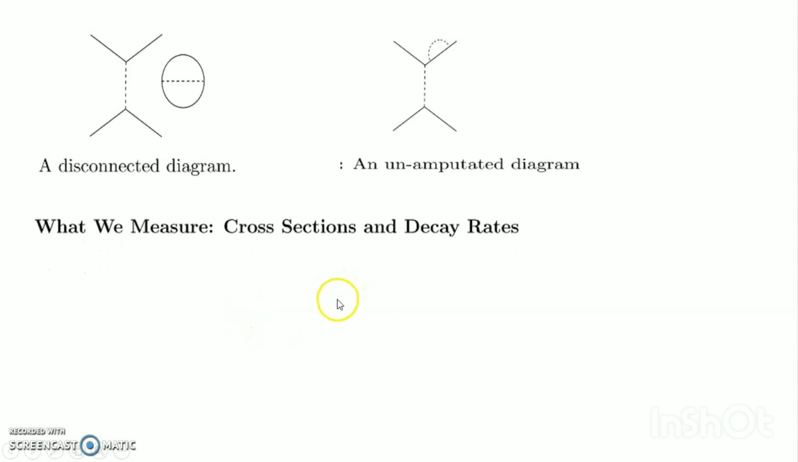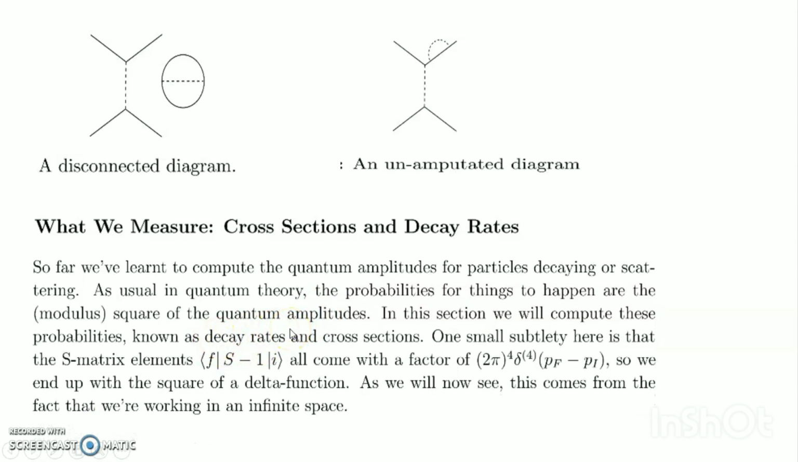What we measure are cross sections and decay rates. So far we have learned to compute the quantum amplitudes for particles decaying or scattering. As usual in quantum theory, the probabilities for things to happen are the modulus squared of the quantum amplitudes. In these sections we will compute these probabilities, known as decay rates and cross sections. One small subtlety here is that S-matrix elements, the expectation of S minus 1, all come with a factor of (2π)⁴ δ⁴(p_f - p_i). So we end up with the square of the delta functions, and as we will now see, this comes from the fact that we are working in infinite space.